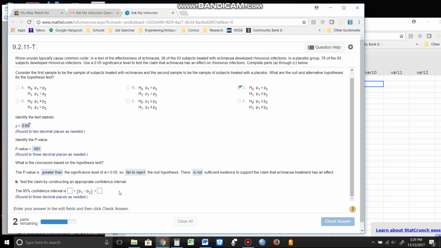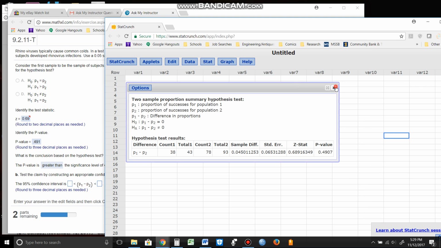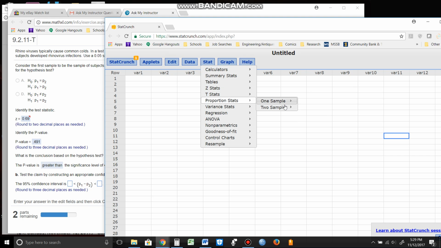Okay, now they want me to find the confidence interval. Recognize that the hypothesis test here is a two-tail test. Confidence intervals by definition are always two-tail tests. So I do not need to make an adjustment on alpha to find the corresponding confidence interval, because the number of tails between the hypothesis test and the confidence interval are the same.